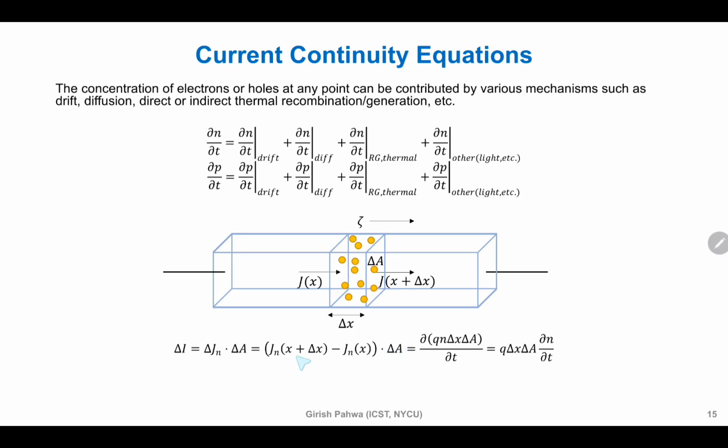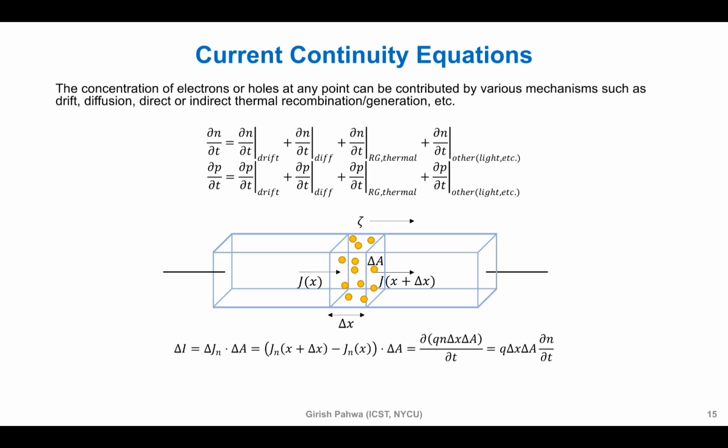Times delta A. What is this quantity? Let's see, what will this be equal to? I have a current which is entering, which means charge is entering and then charge is leaving. Charge is entering at some rate which is J1, and charge is leaving at some rate which is J2. If those two are not equal, there will be some build-up of electrons.